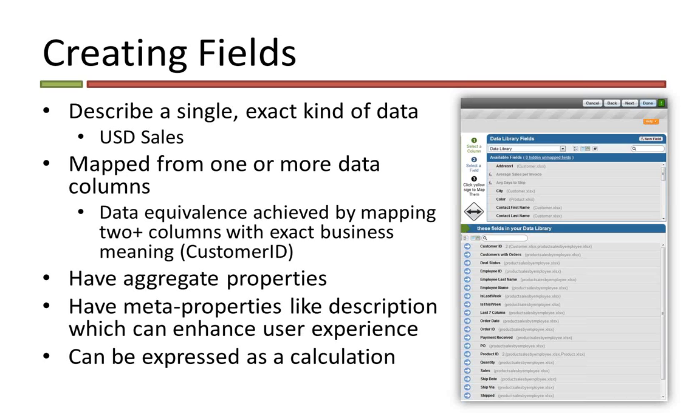The fields can have aggregate properties. It's a sum, it's a latest, it's a min, it's a max, it's an average. We have meta properties that we can tag them with, so descriptive properties to help find them later, to help describe them and explain them to the people building reports. And also, these fields can be expressed as a calculation. So can columns in your data set. I'll talk about those a little bit later on. I just didn't want to muddy the waters here.